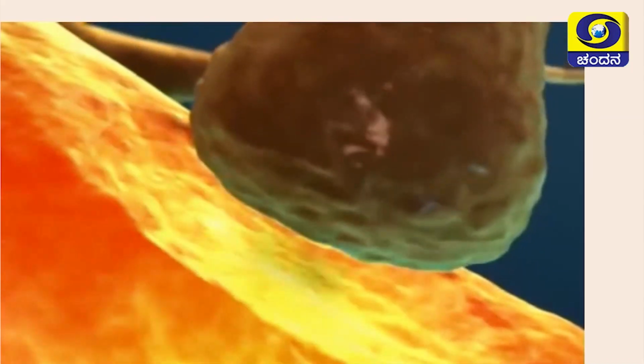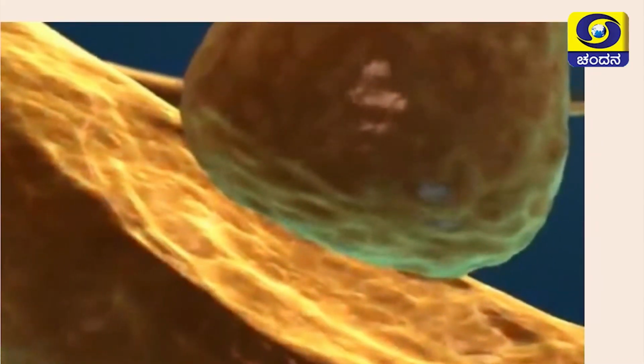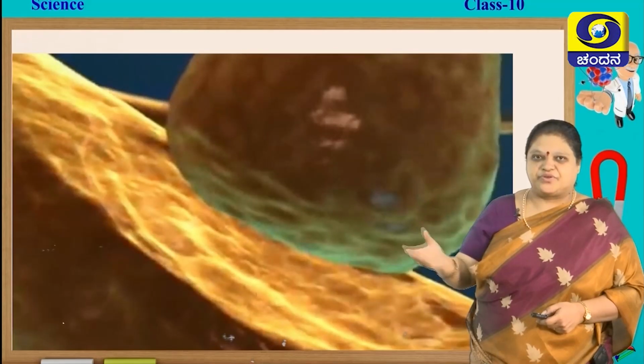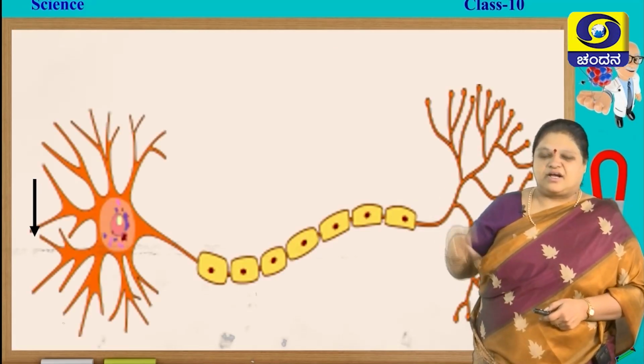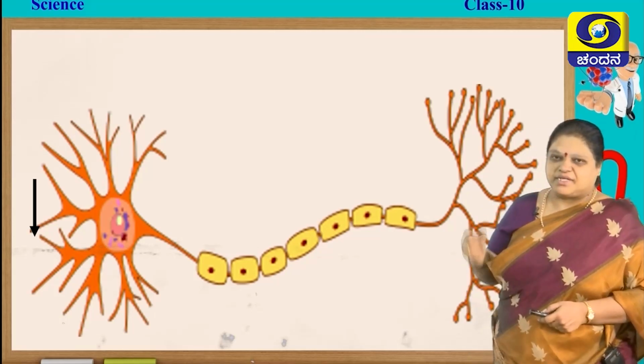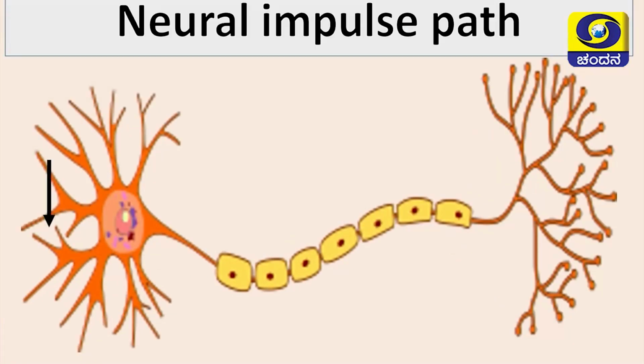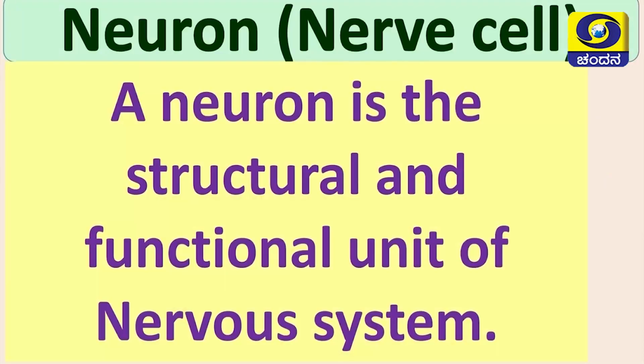So that is the active transmission taking place in the synapse. It is a beautiful video, you can observe that. And finally let us see how the impulses move through a neuron. Please observe. So first it starts from dendrite, cyton, axon, and finally nerve endings. So write down neuron or nerve cell.